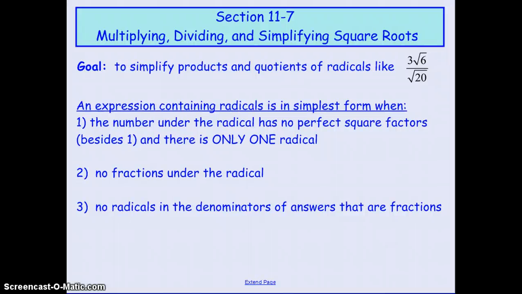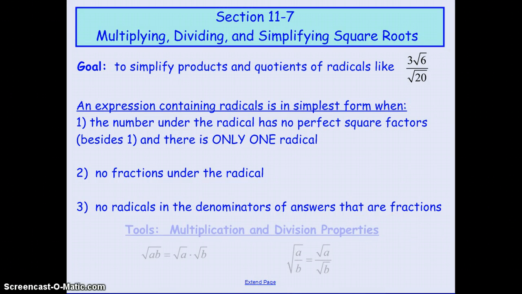And now that we know these 3 important characteristics of a radical expression in simplest form, we also just need to think briefly about the tools that we're going to use to simplify. The tools we're going to use are those 2 properties of square roots that we've been talking about since the very beginning of chapter 11, the multiplication property and the division property. These are going to be very, very useful to us in simplifying all of our radical expressions.